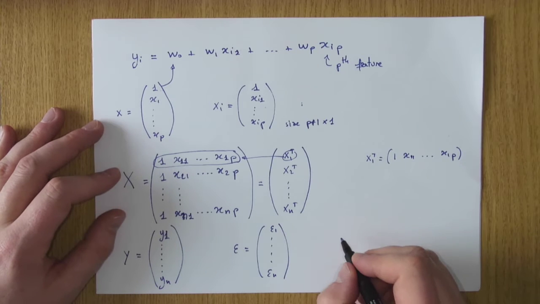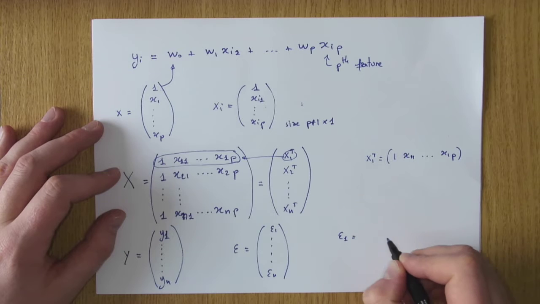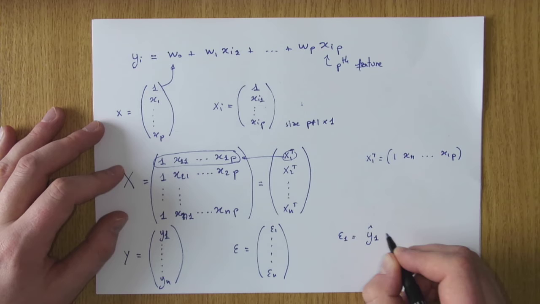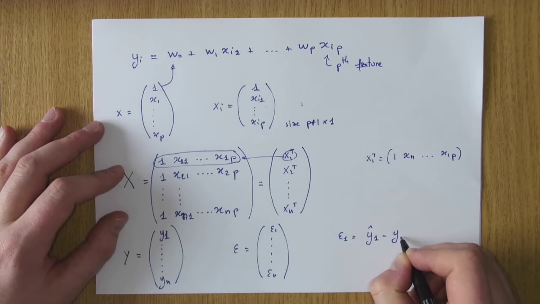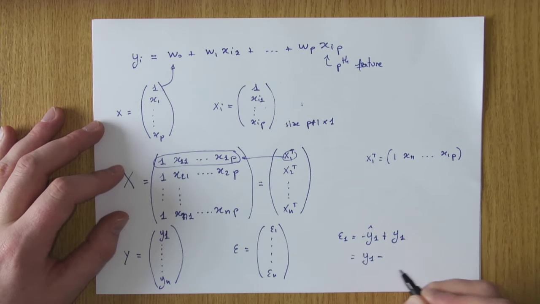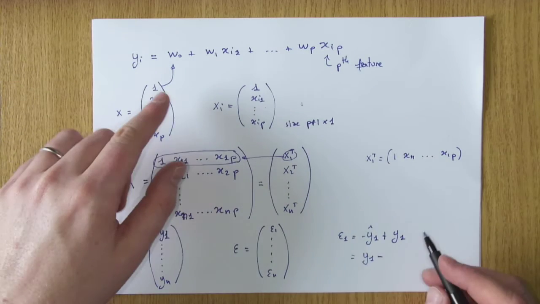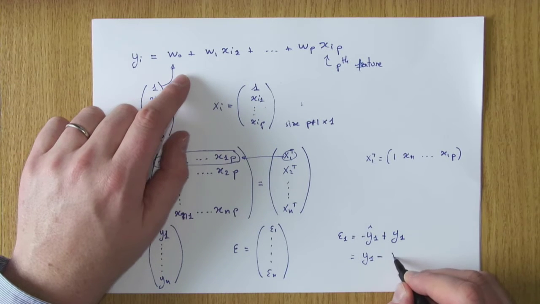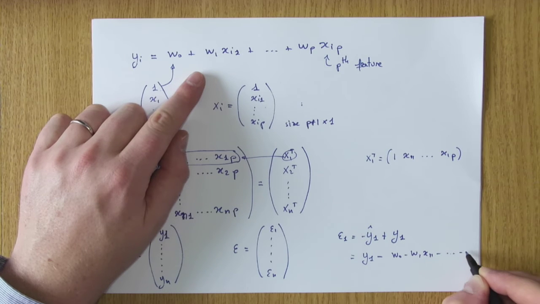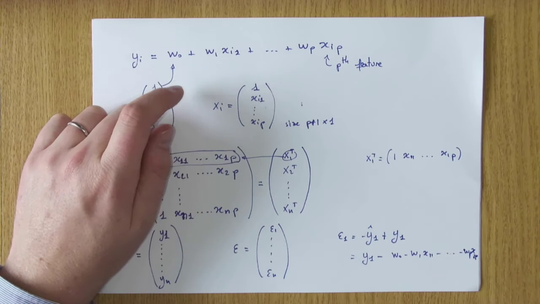Okay. So remember, epsilon, should say epsilon1, is actually the difference between the predicted value. So there'll be y1 hat minus, sorry, like this, the other way around, and so that's y1 minus the expected value of our system. So w0 minus w1 x11 minus and so on minus wp x1p. Okay.